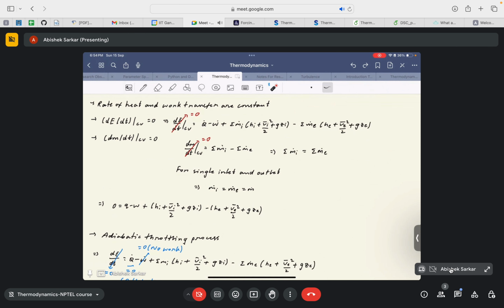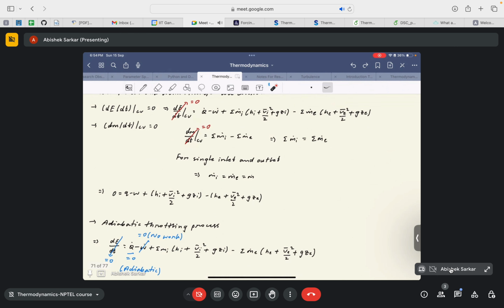So we will have the summation of m dot i minus m dot e equal to 0, or the summation of m dot i is equal to m dot e. For a single inlet and outlet, we will have m i is equal to m e. The net input of mass is equal to the net output or outflow of mass, that will be equal to m dot, right? We equate m dot i and m dot e to a particular m dot, so we can use that.